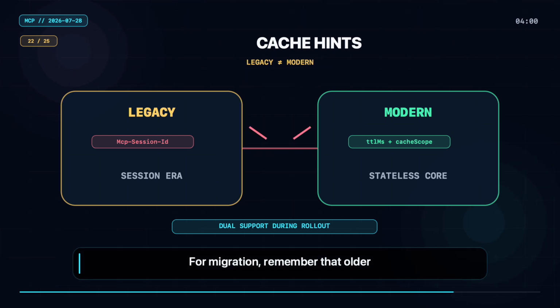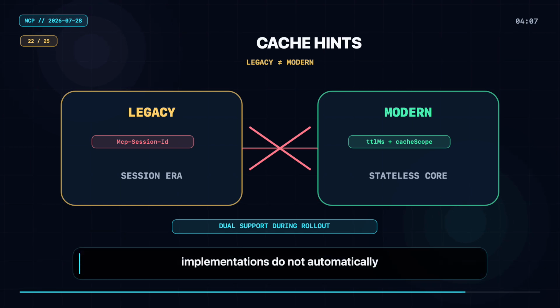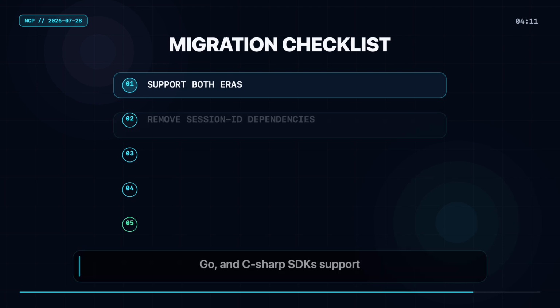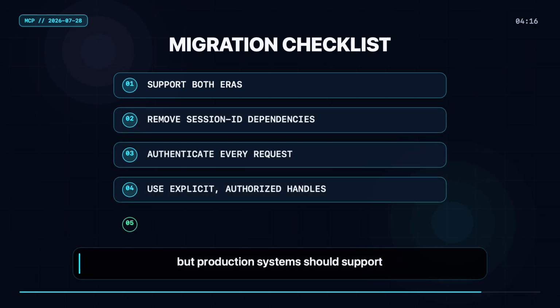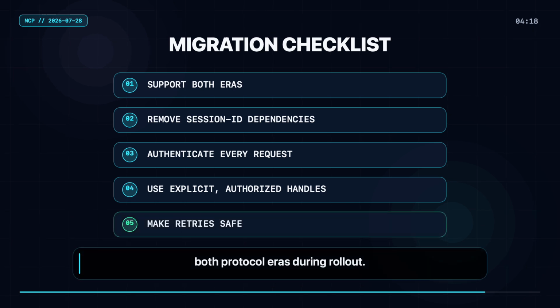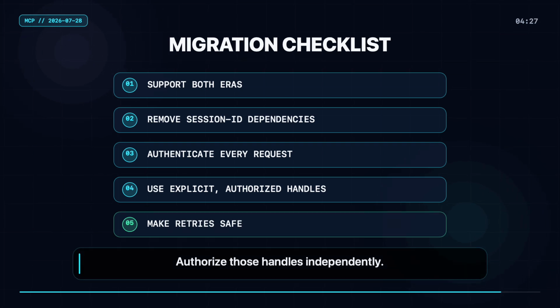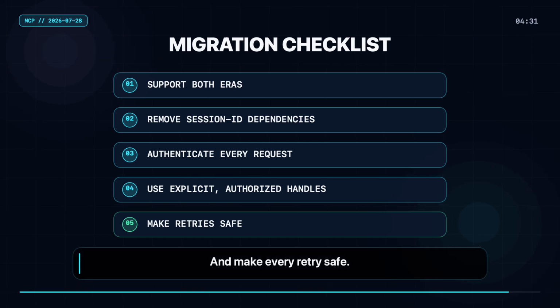For migration, remember that older MCP revisions still use sessions. Modern-only and legacy-only implementations do not automatically understand each other. The official TypeScript, Python, Go, and C# SDKs support the new revision, but production systems should support both protocol eras during rollout. Remove dependencies on session IDs. Authenticate every request. Pass application state through explicit handles. Authorize those handles independently. Handle input required responses, and make every retry safe.